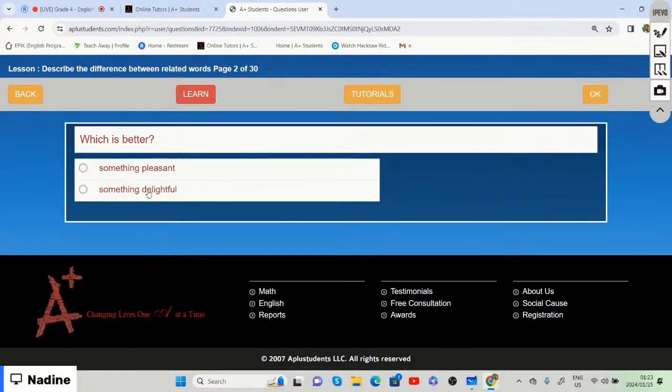Which one is better, right? Is something pleasant better or something delightful? Something pleasant is better or something delightful is better? So we need to say which is better. Something pleasant is better or something delightful is better?